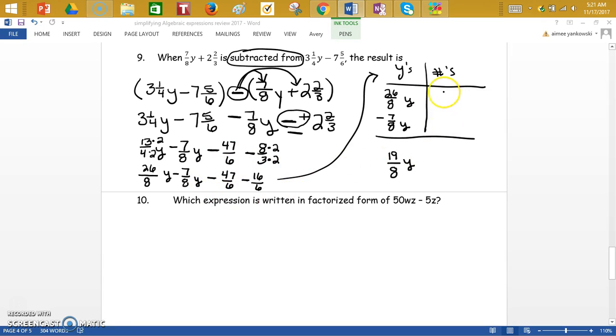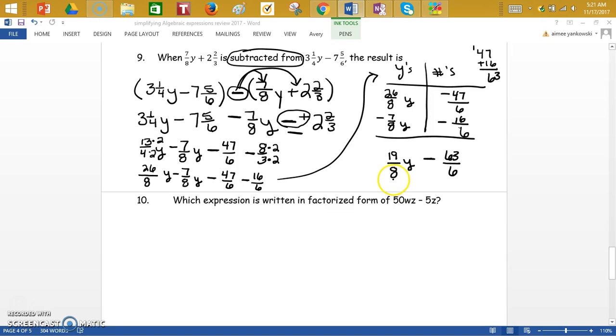Now I'm going to combine my numbers. Minus 47 sixths minus 16 sixths. Signs are the same. I'll find the sum. I'll keep the sign. So 47 and 16. 7 and 6 is 13. 4 and 1 is 5, and 1 more is 6. So that must be 63. Signs are the same, I'll find the sum and keep the sign. So I have a minus 63 sixths.